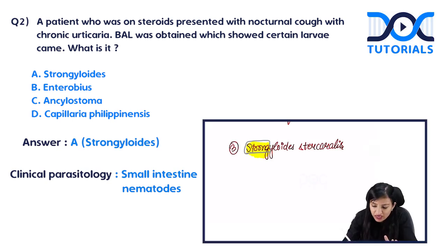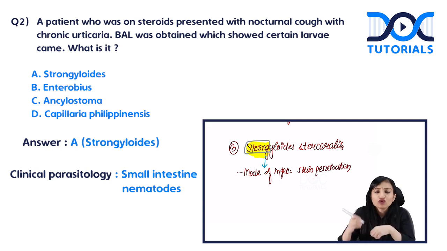Remember the first point, just by knowing its name: Strongyloides stercoralis is strong enough to penetrate the skin. So the mode of infection in this case is again skin penetration, just like hookworms. The mode of infection is skin penetration, strong enough to directly attack and penetrate the skin.